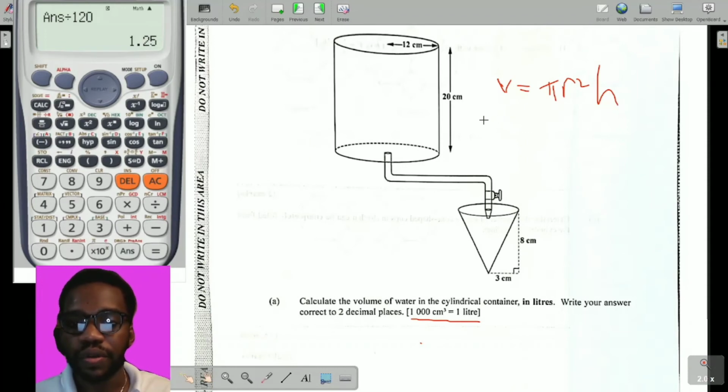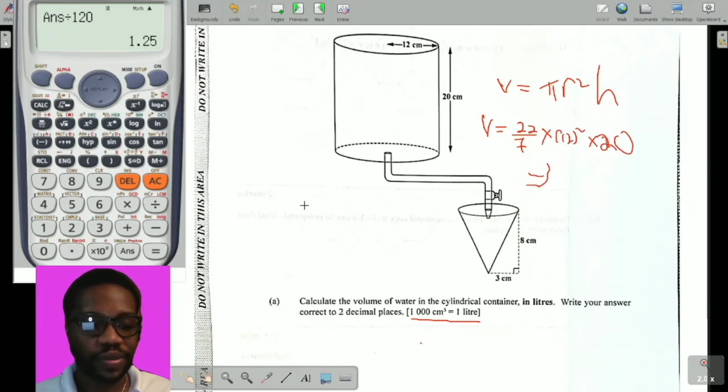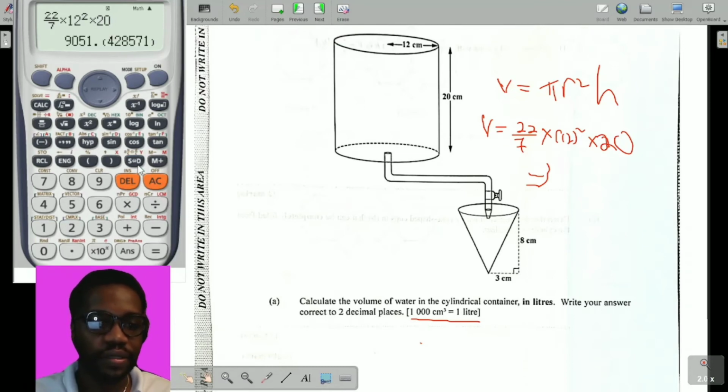Alright, now volume is equal to pi, which is 22 over 7, times r squared, which is the radius squared, so that's going to be times 12 squared, times the height, which is 20. Alright, now guess what? Your calculator is such a useful instrument because that is what it's going to do all the work for you. So you're going to have your 22 over 7 times r squared, so times 12 squared, times 20. Alright, so you're going to have 9,051.43.